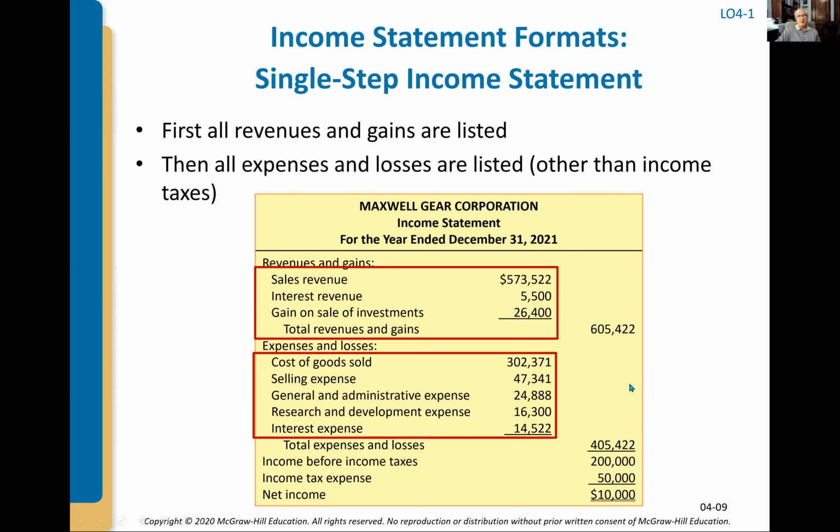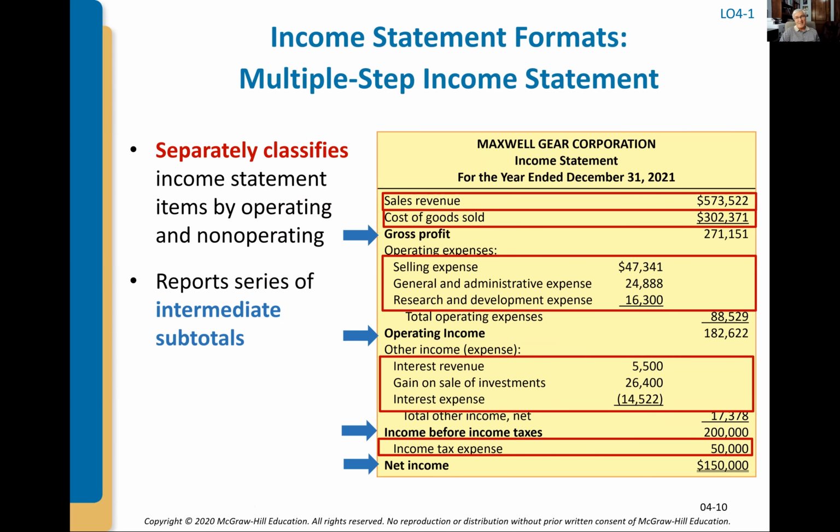And look what you miss here. You miss the gross profit and the operating income, so you miss some subtotals that might be meaningful. Therefore, personally, I'm not a big fan of the single-step income statement. I like the multi-step because I want to see that gross profit.